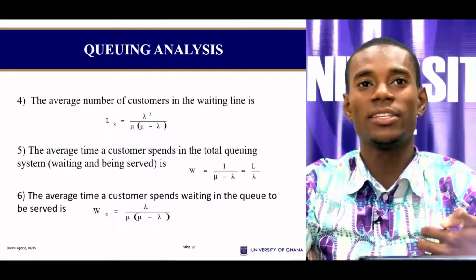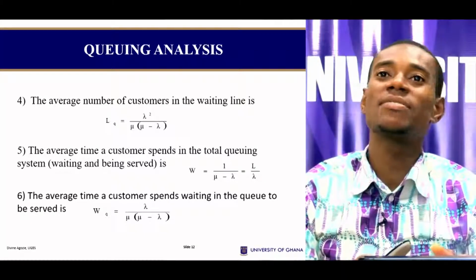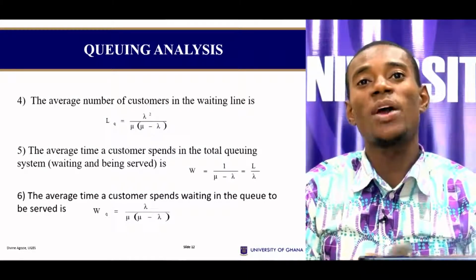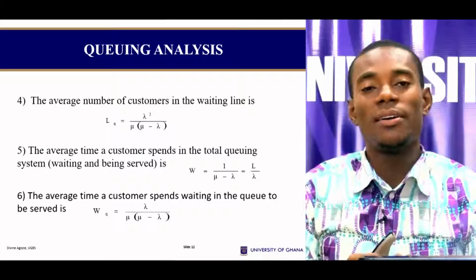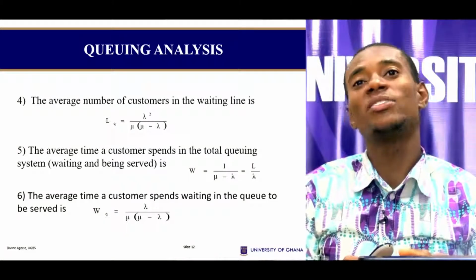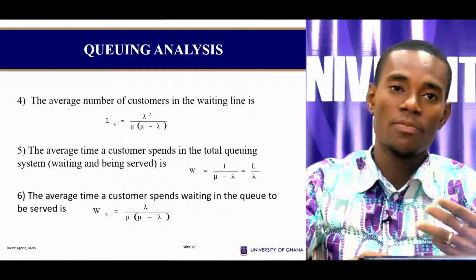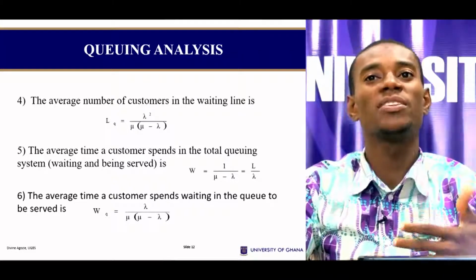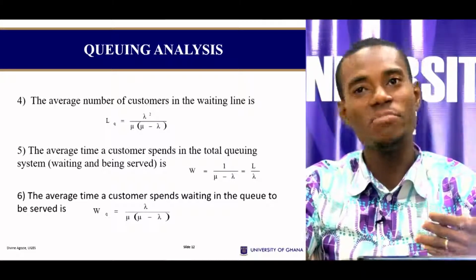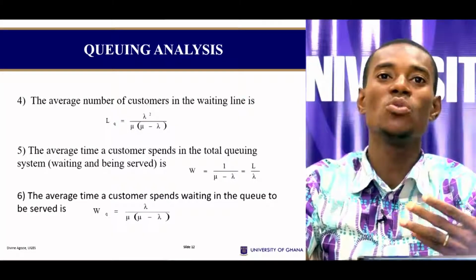Then the other side is how long the customer actually waits in the queue. So this is when the customer hasn't even gotten the chance to get into the system. For instance, in the case of the hospital, how long do I wait sitting in front of the consulting room before the nurse comes to call me to see the doctor? Or how long do I sit waiting for my turn in the banking hall before I present my check to the cashier? So it is the average time a customer spends waiting in the queue to be served. This is waiting to be served, and the previous instance is waiting and being served. So for waiting to be served, it is lambda over mu minus lambda.